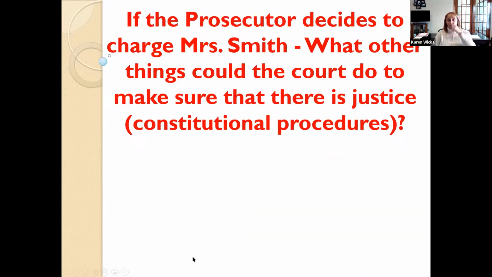Okay, so if the prosecutor decides to charge Mrs. Smith, so remember our last example was Mr. and Mrs. Smith were married for a long time. Mr. Smith had terminal cancer, was in excruciating pain, begged his wife, Mrs.